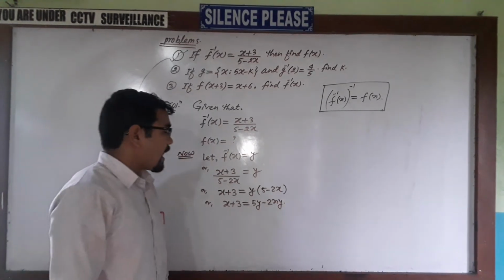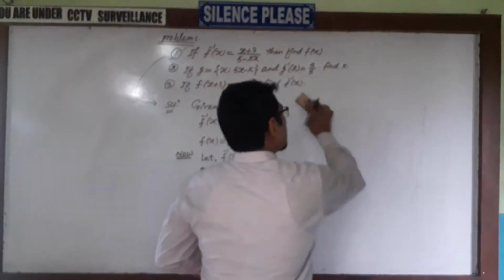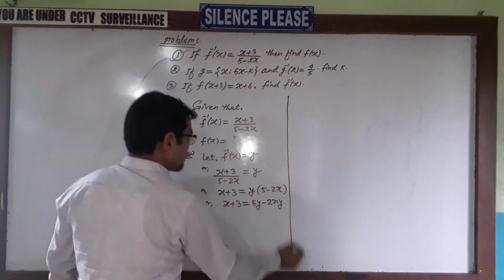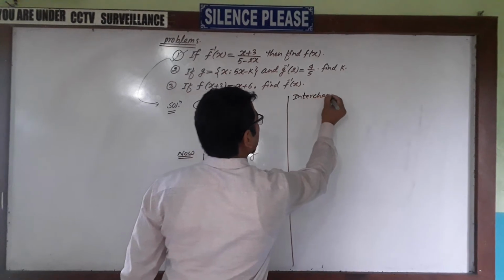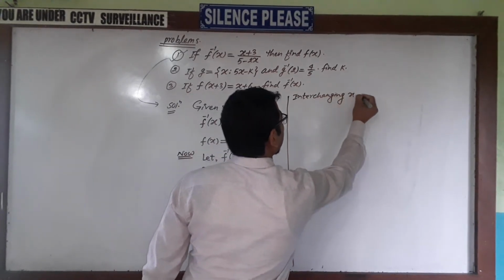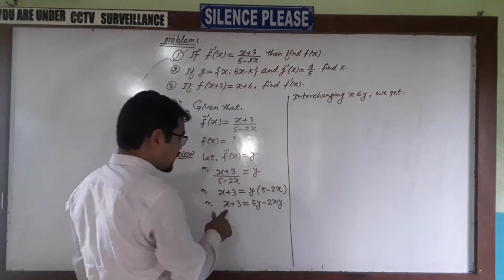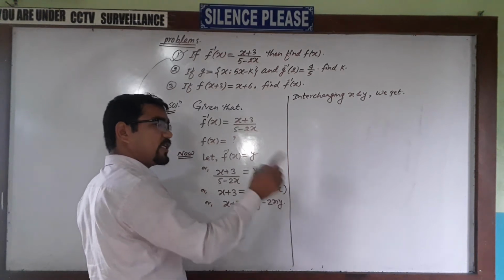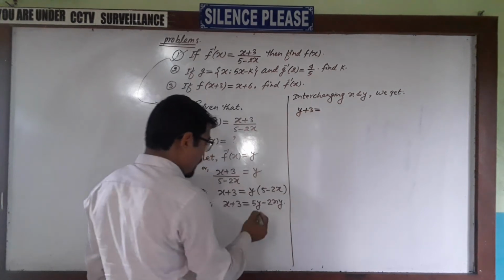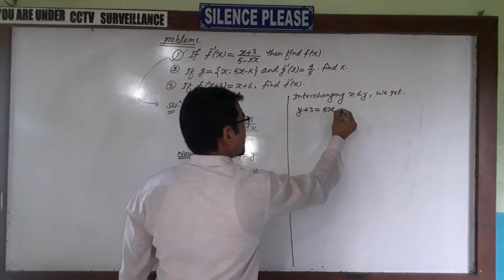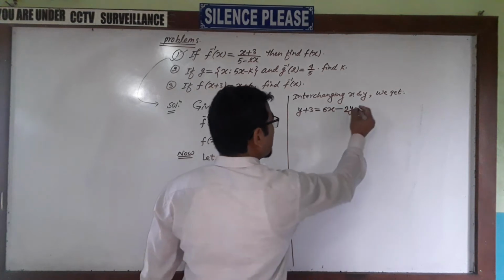After this we can do interchanging x and y. So you know, already you are taught. So interchanging x and y, we get, interchange it here. This x we can write in terms of y, and y we can write in terms of x. So here x we have, then x we can write y. Y plus 3 is equal to, there is 5y, so 5y can be written 5x minus 2xy. 2 is as it is here, x we can write y, and y we can write in terms of x.